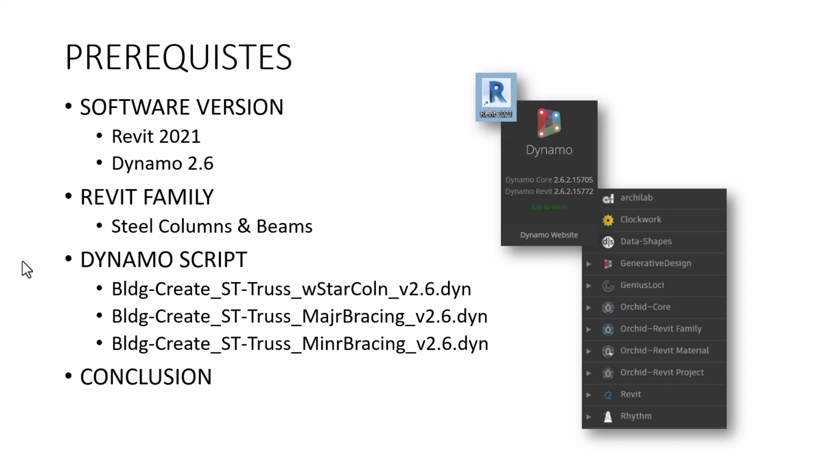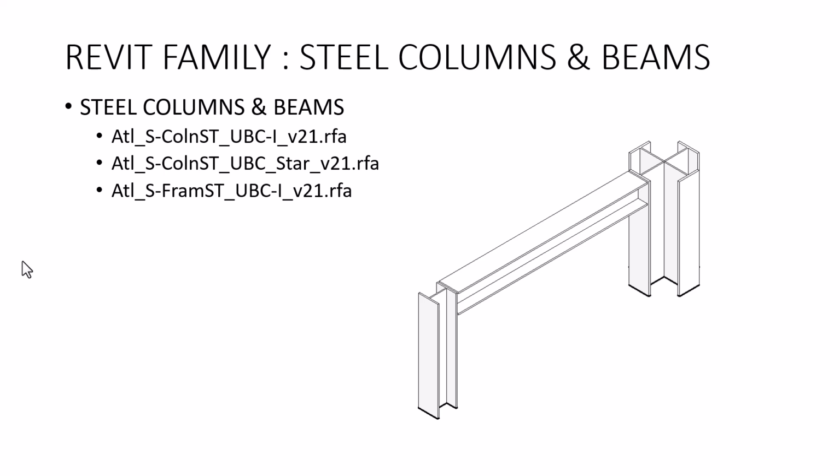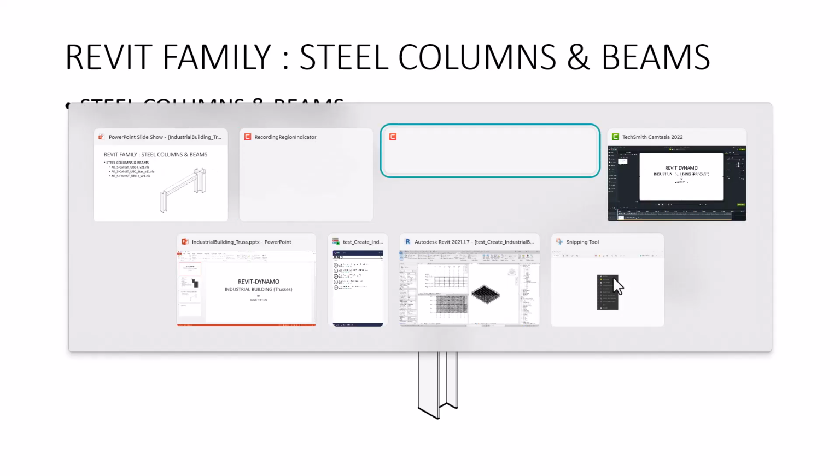Okay, in this video we do have the steel columns and steel beams as well, and a few Dynamo scripts as well, right? As a steel column I will be using two types. One is the normal UB or UC column, another one would be the star columns, right? And for framing we do have the UB or UC beam as well, right? Okay, to do that we are going back to Revit, right?